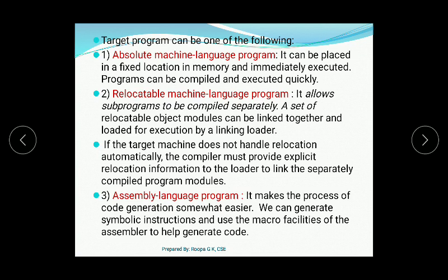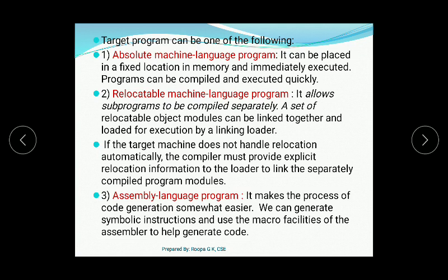Target program can be an absolute machine language program. So absolute machine language program, in the sense it can be placed in a fixed memory location and immediately executed. We can't change the memory address from where it is placed. So fixed memory location and immediately executed. Programs can be compiled and executed quickly. That is called an absolute machine language program.